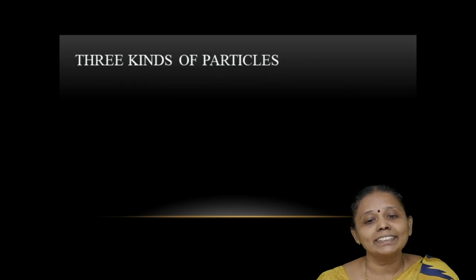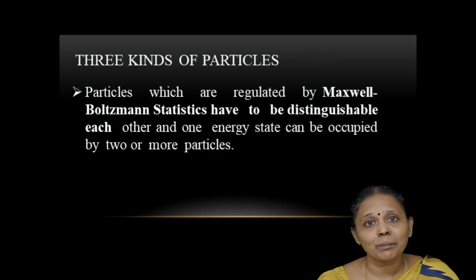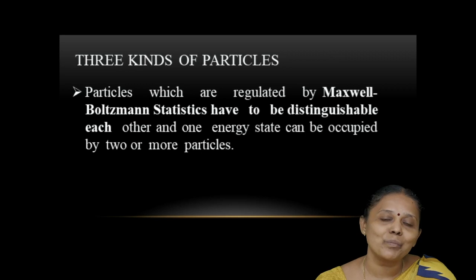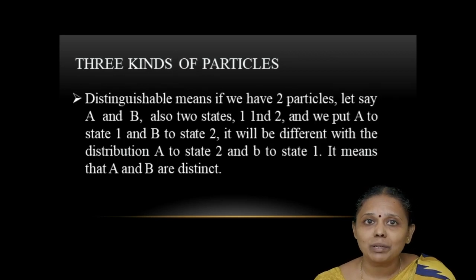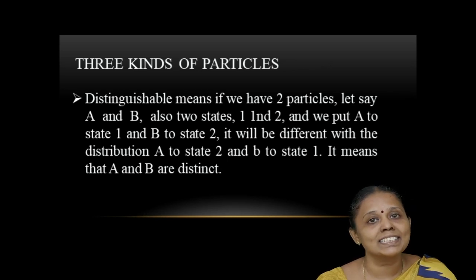Let me explain the kinds of particles. Particles which are regulated by Maxwell-Boltzmann statistics have to be distinguishable from each other. Therefore, one energy state could be occupied by two or more particles. Here, the term distinguishable means, let us consider two particles. Let them be named A and B. Also, we consider two states, named 1 and 2.